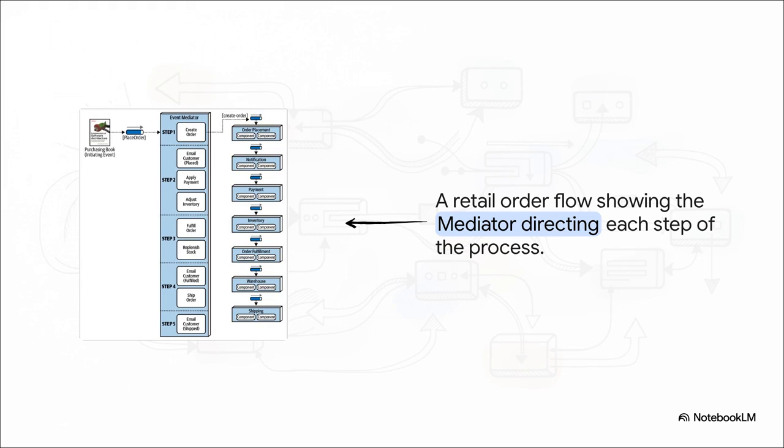The place order event goes straight to the mediator. The mediator then executes step 1. It sends a specific command to the order placement service, and only after that's done and it gets the thumbs up does it move on to step 2, and so on. It makes sure everything happens in exactly the right sequence.